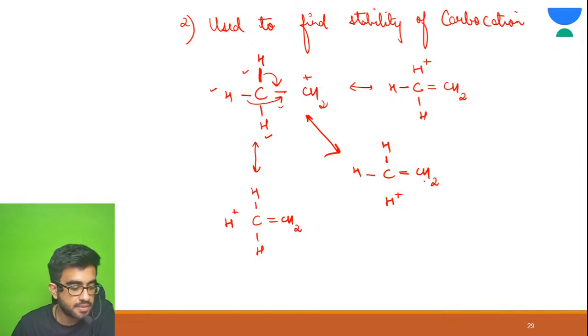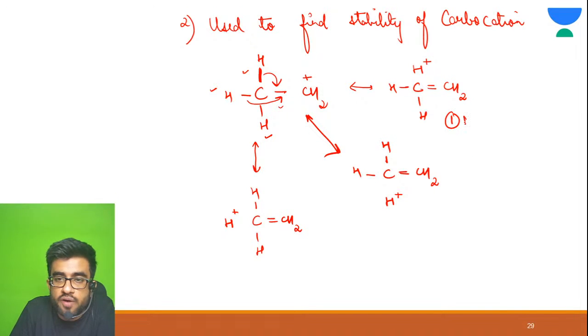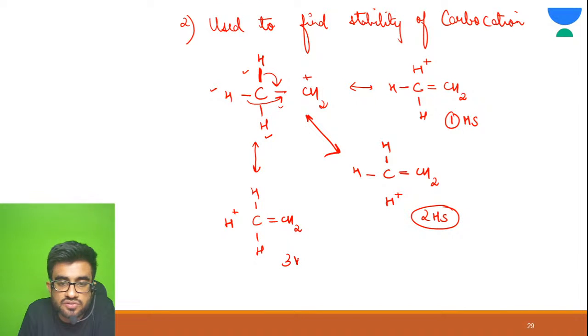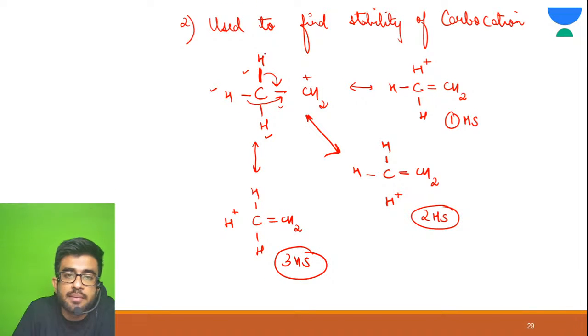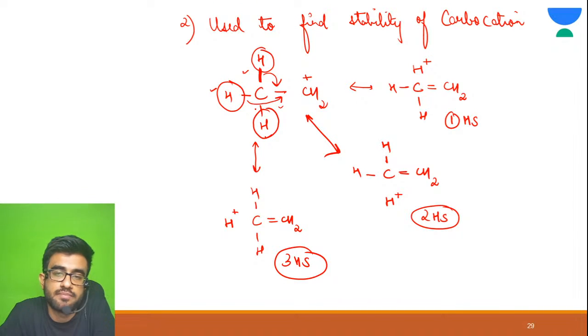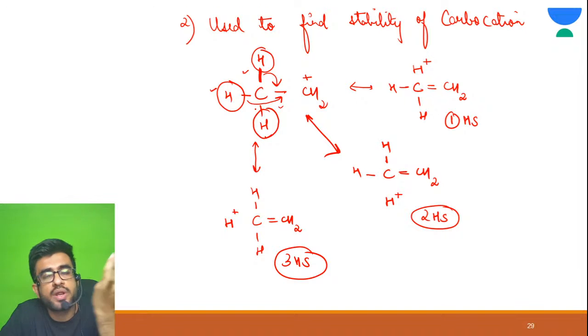Alright. So how many hyperconjugating structures? Again, one HS, second HS, and your third HS. 3 hyperconjugating structures. Why? Because there were three alpha hydrogen. Are you able to understand this? Now how do we determine stability based on this? Again, if any carbocation has more alpha hydrogen, this means it has more stability.